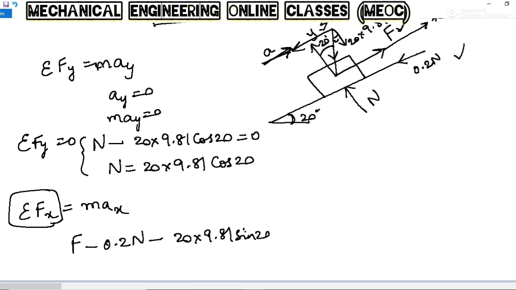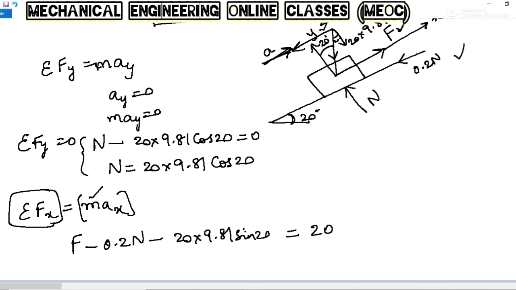So the sum of all these external forces will be equal to m into ax. M is 20, mass is always 20 only. You don't convert this mass into 20 into 9.81. That is wrong. This is mass, not weight. It is not W into ax. It is mass into ax. Even in case the question is given in terms of Newton, you have to convert that weight into mass.